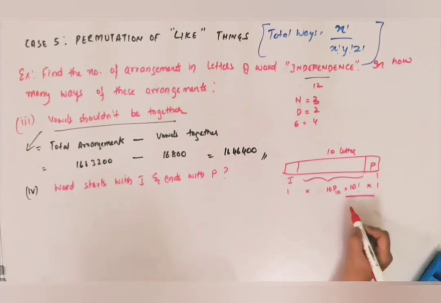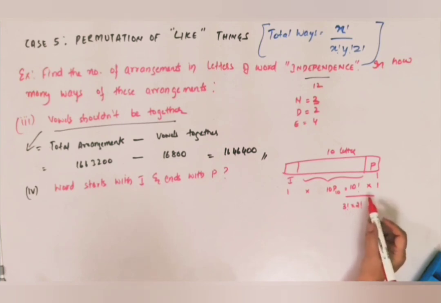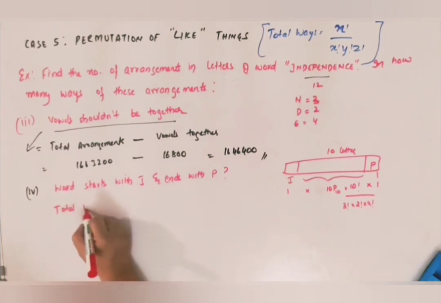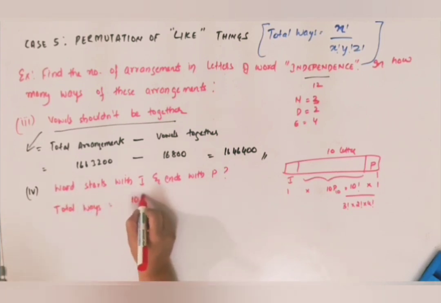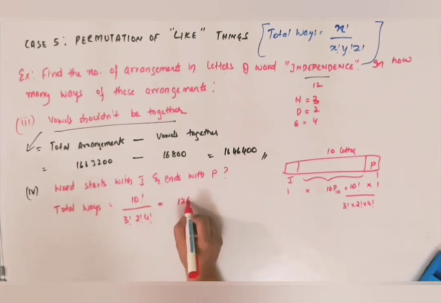Again, we have to find the repeated kinds, right? 10 factorial. How many repeated kinds do we have? We have 3 N's, 3 factorial, 2 D's, 2 factorial, and we have 4 E's, so 4 factorial. So total ways is equal to 10 factorial divided by 3 factorial into 2 factorial into 4 factorial, which is 12,600.